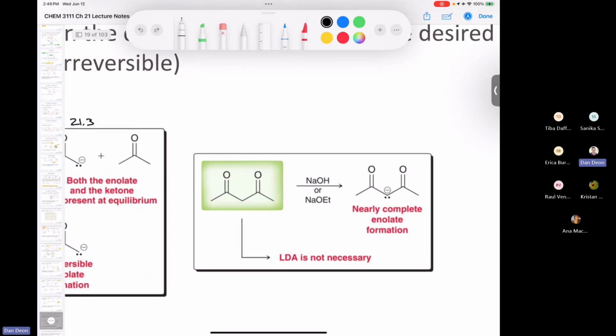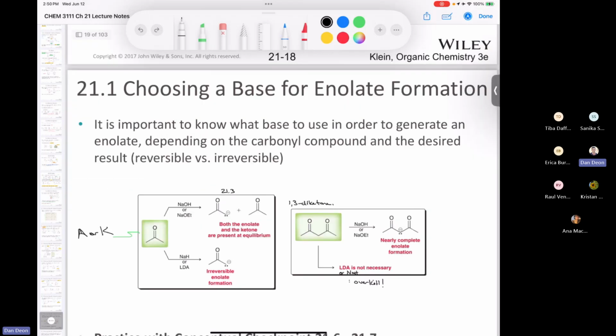If you have a 1,3-dicarbonyl, so again, this is called the 1,3-diketone or 1,3-dicarbonyl, either one is fine, okay? In that case, LDA or sodium hydride, not required, they're overkill. Let's put that word over here, overkill. Don't need a base that strong. In that case, if you use something like sodium hydroxide, okay, either one of those would be overkill, so they're not required at all. You can use a weaker base like hydroxide or ethoxide, and that will give you nearly complete enolate formation.